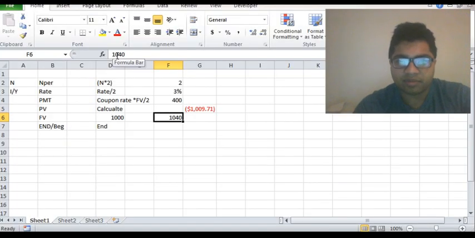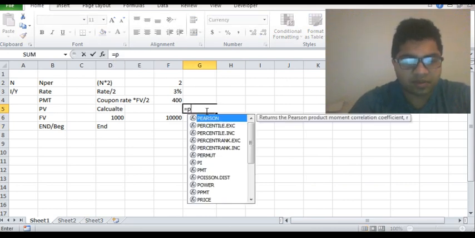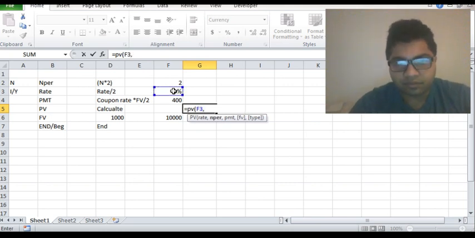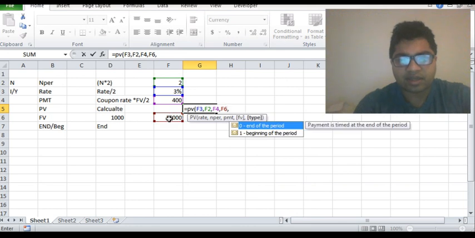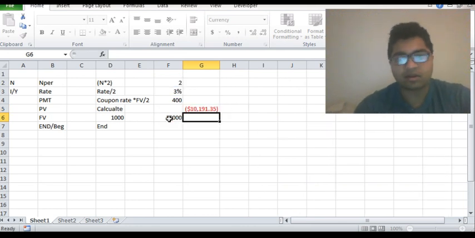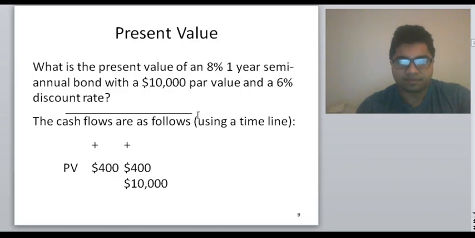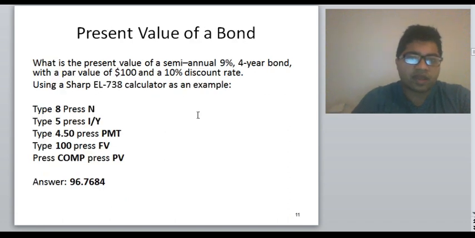PV we have to calculate. Par value is 10,000, so PV will be, rate is this, and nper is this, PMT this, future value this, type 0, always in end mode. So this is the answer. This is the value of the bond. Okay, so if you want, you can pause the video and try it, and then we can solve it together.